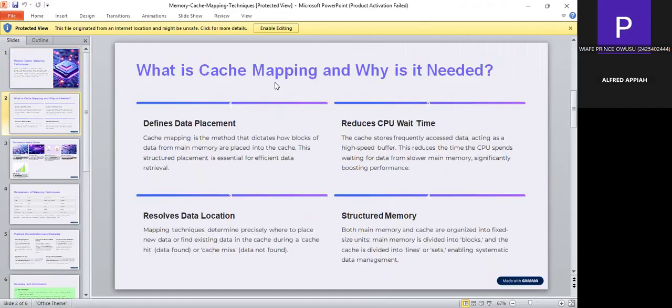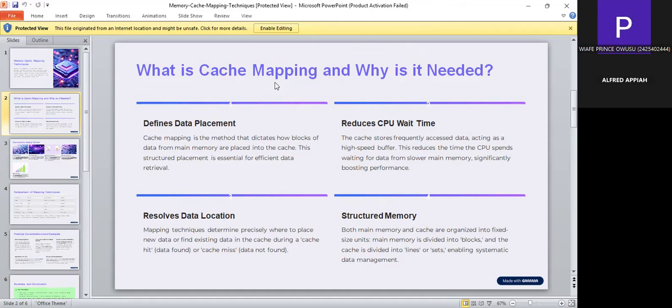So what exactly is cache mapping, and why is it important? It defines data placement. Cache mapping is the method that dictates how blocks of data from main memory are placed into the cache. This structured placement is essential for efficient data retrieval. It also reduces CPU read time.